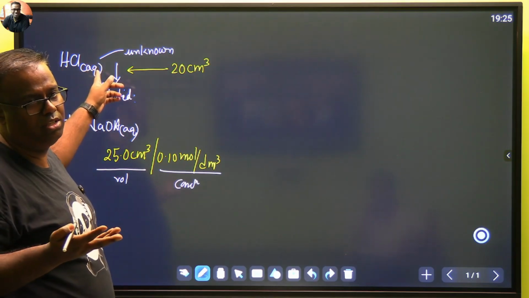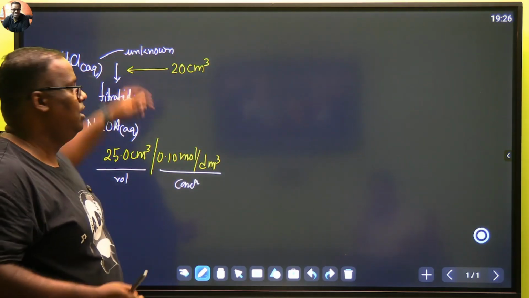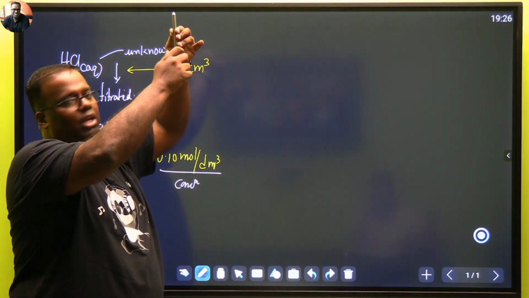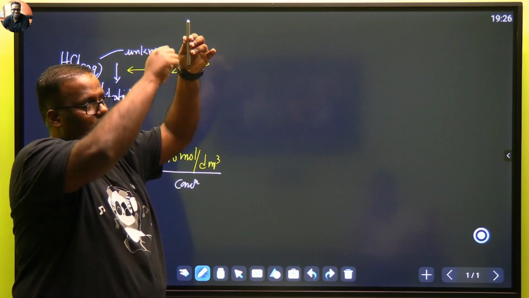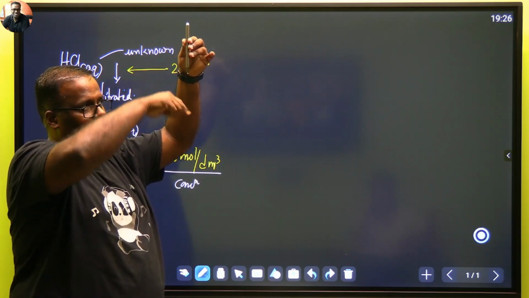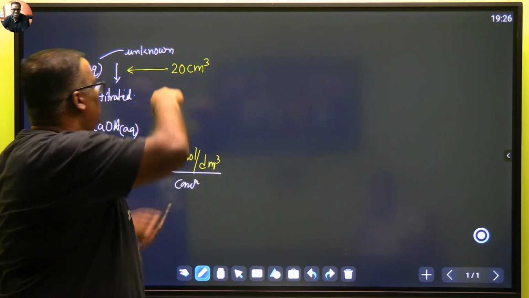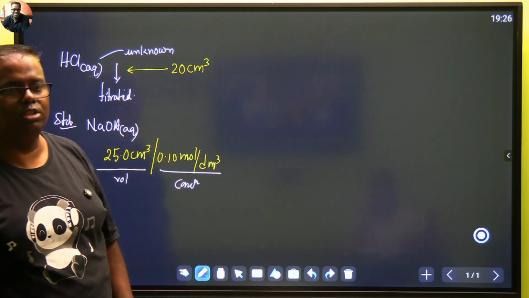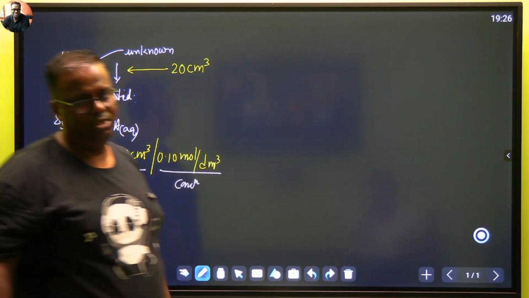I don't know the strength. I filled the burette completely, opened it from the top, and put some indicator. Then I observed that the neutral point was obtained when 20 centimeter cube of HCl was used up, right?